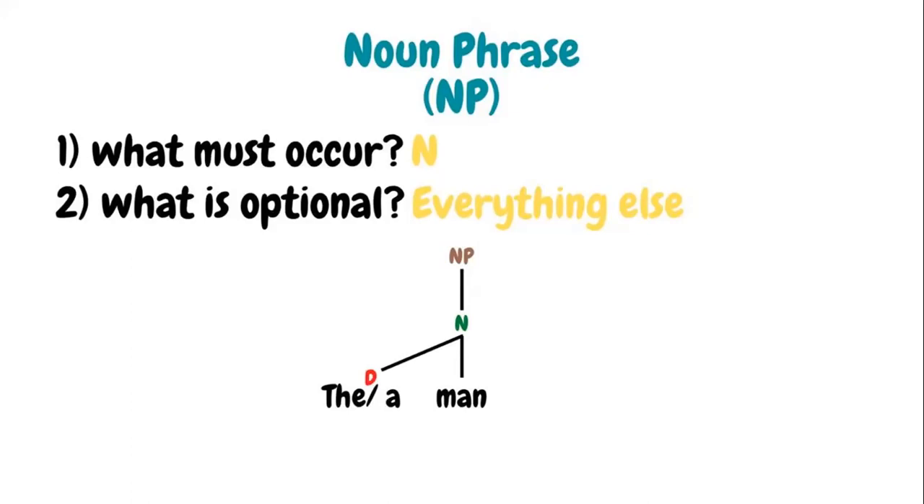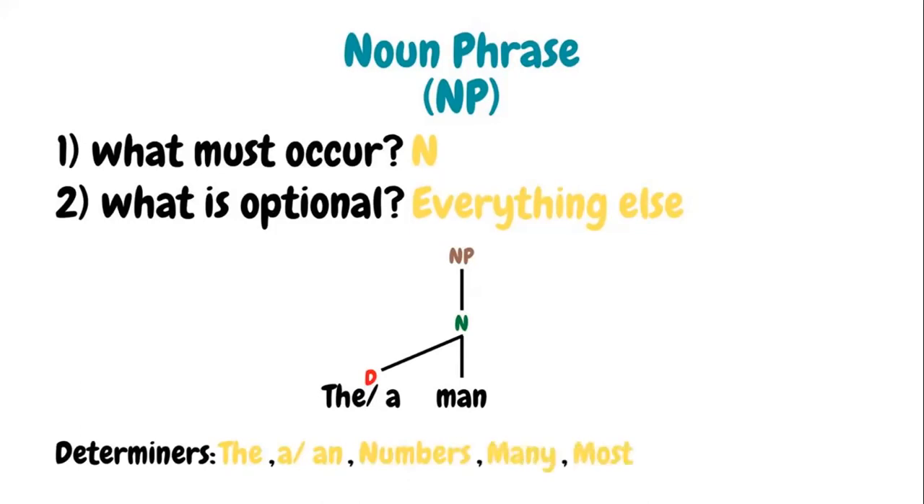Now, the most common determiners are the definite article the and the indefinite articles a or an. We can use numbers like 1, 2, 300. We can use many, most, few, etc. So just by looking at this so far, how would we write the rule of the noun phrase? Well, we would say that the noun phrase must consist of a noun, and it may also consist of a determiner. And this determiner is optional. So we indicate that it's optional by putting it in between two parentheses.